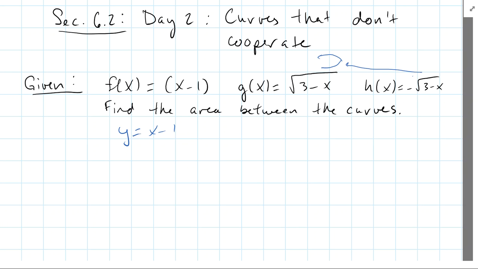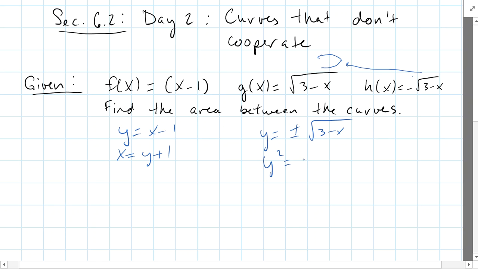Speaking of flipping and shifting, what if we want to solve for x instead? Is this x equals y plus 1? For this one, could we rewrite these? This is y is equal to plus or minus the square root of 3 minus x. Square both sides and you get y squared equals 3 minus x. So x equals 3 minus y squared. That is a parabola that has been reflected and then shifted. Shifty little thing, isn't it?